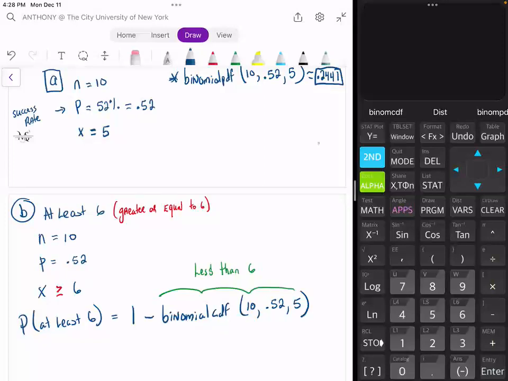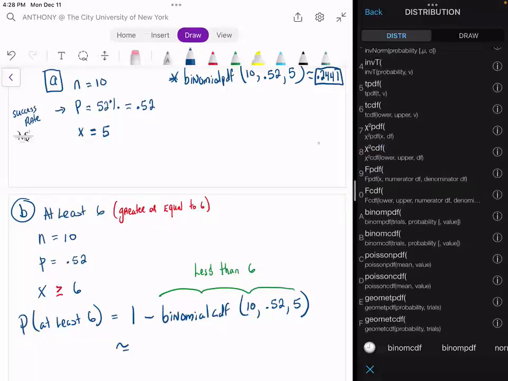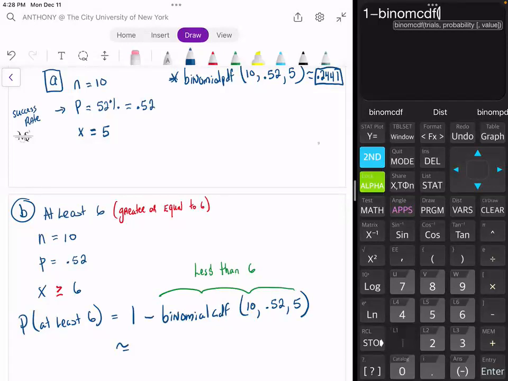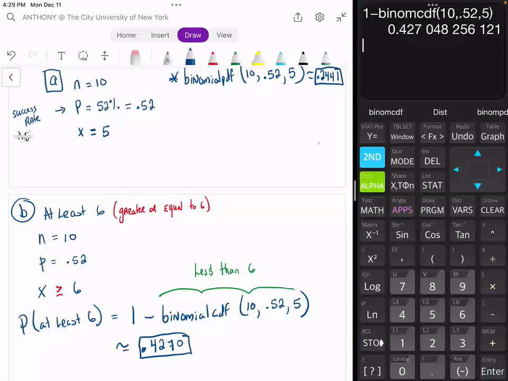So if I answer this in the calculator, we start by doing 1 minus second vars binomial CDF of 10, comma 0.52, comma x, which is 5. And if I hit enter, I get an answer. We get 0.4270 if I round it to 4 decimal places. And that will be it.